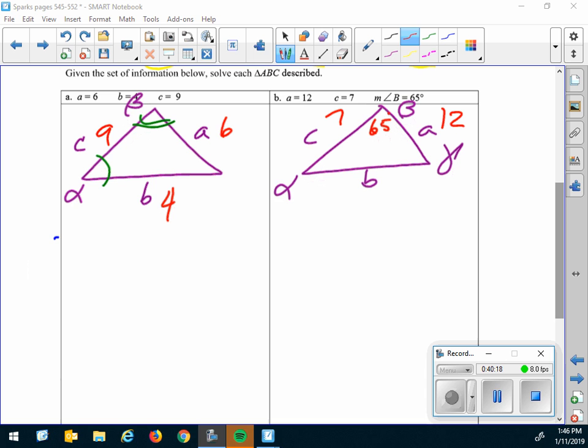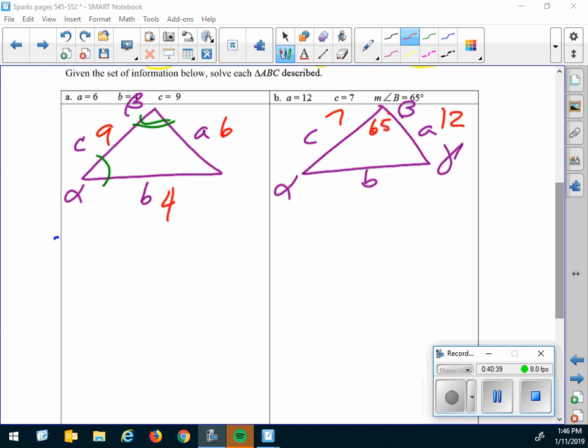This is not a side, side, side. This is a what? Side, angle, side. No, it's not angle, side, side. It's side, angle, side. There's no way I can find an angle and its opposite side, so I'm going to have to use law of cosines.